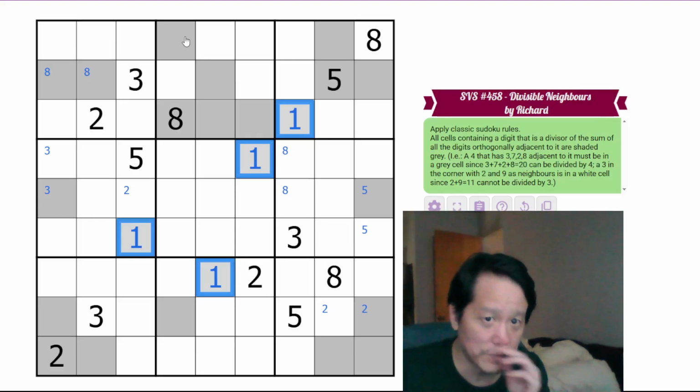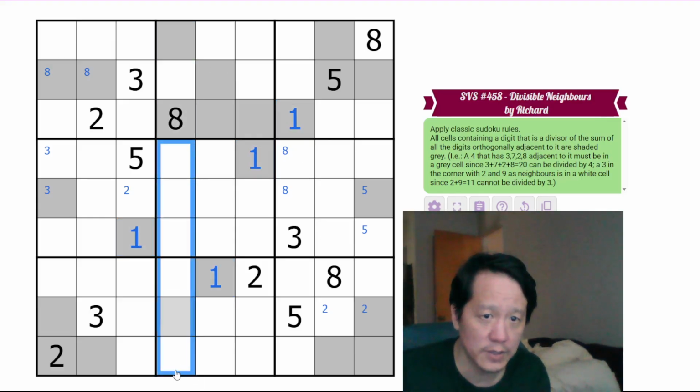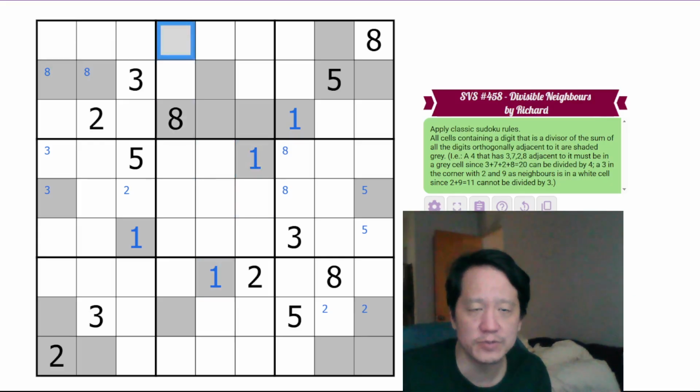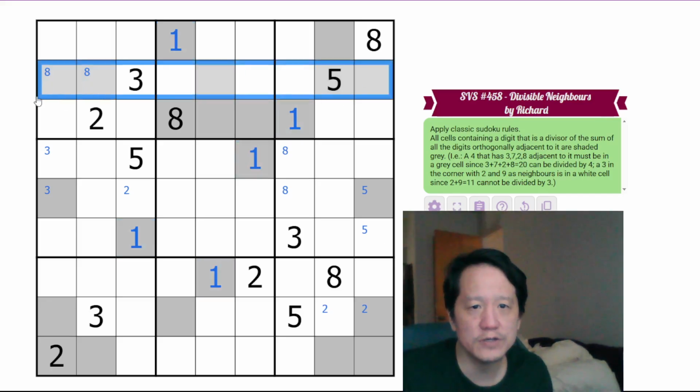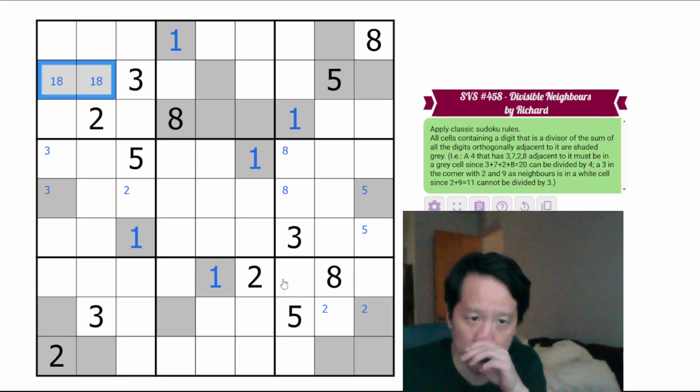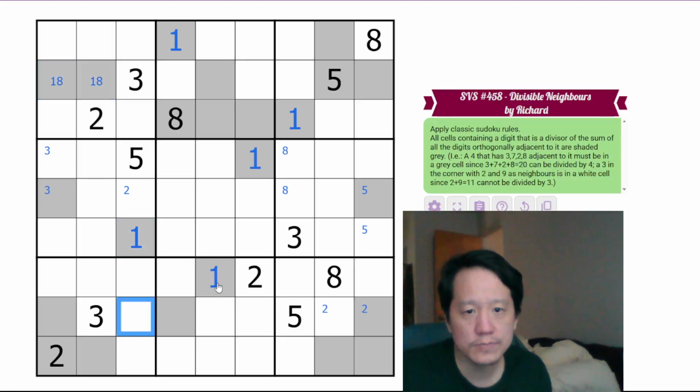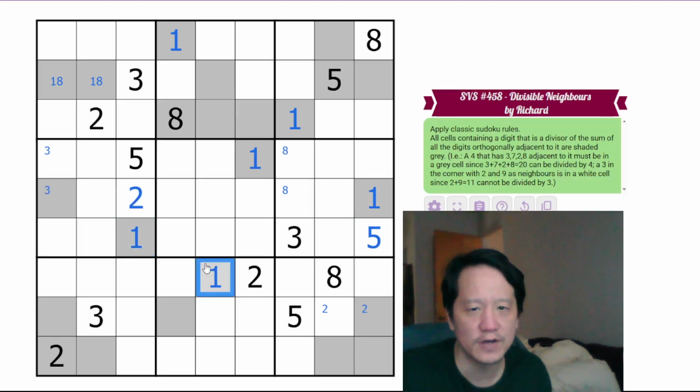Which means where's 1 in column 4? It cannot be here because of 1's in the boxes. Can't be here because it must be in a gray cell, so it must be there. Where is 1 in row 2? Cannot be here because 1's in the boxes, so this must be a 1-8 pair. Where is 1 in row 5? It has to be here. So this 1 means this has to be 2. That means this has to be 5.